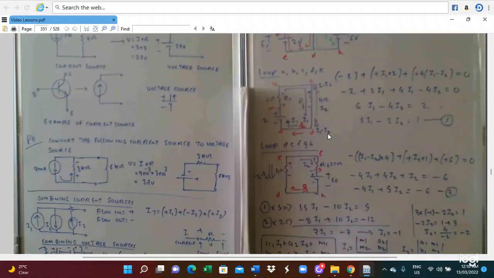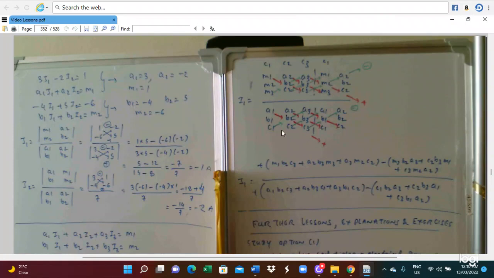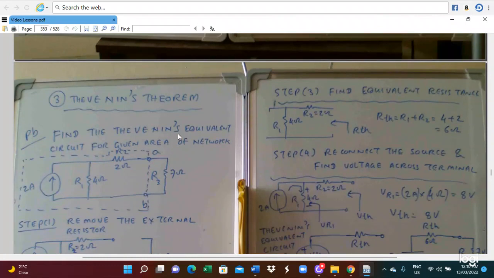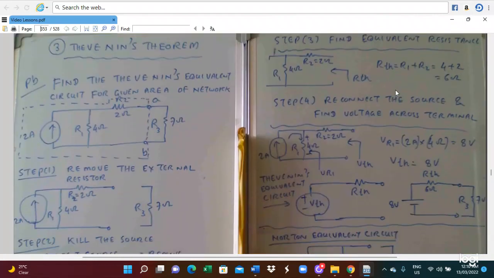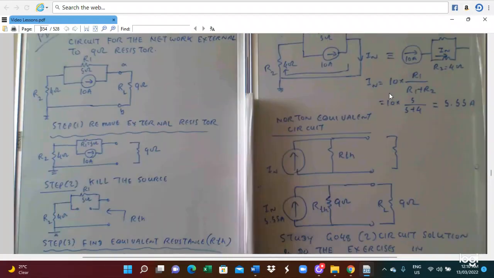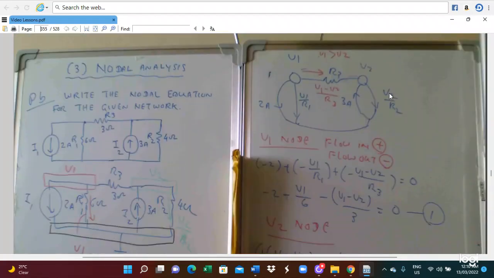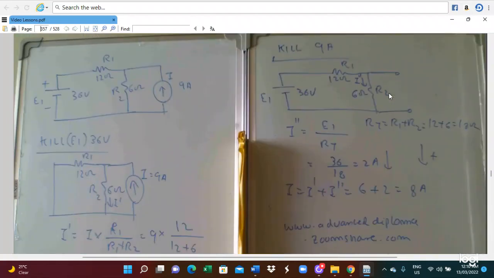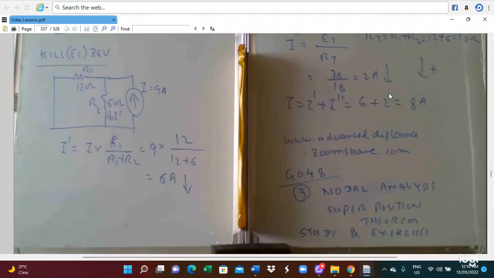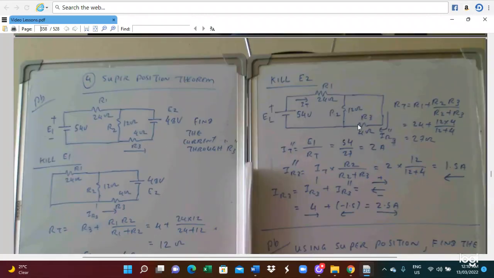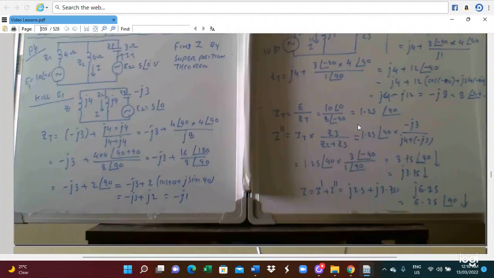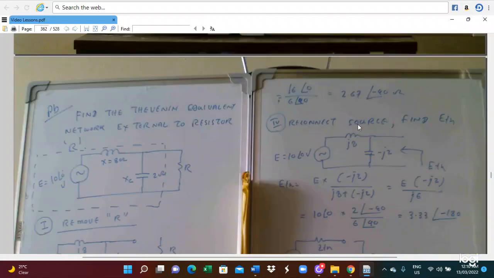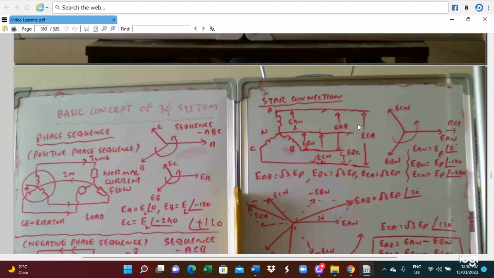Also, how to utilize the determinant to solve the equation. Also, Thevenin theorem, equivalent circuit resistance, Norton theorem. You can also see the Norton analysis, and also the application of the determinant method. And also Thevenin theorem, Norton, superposition theorem. Also, you can see the AC circuit analysis, AC network theorem. Those are pages 350 to 362.